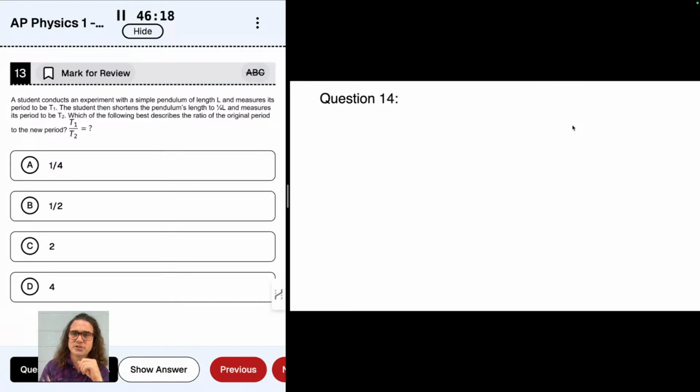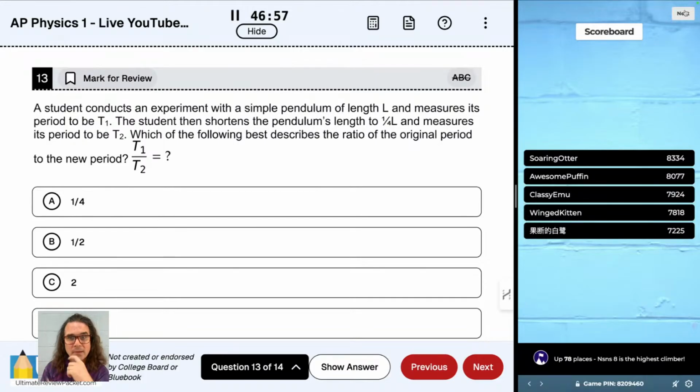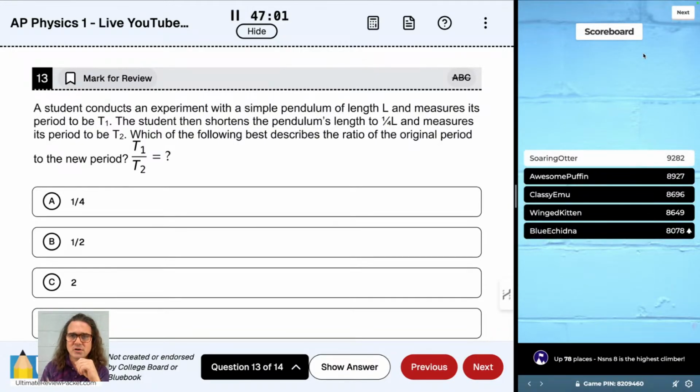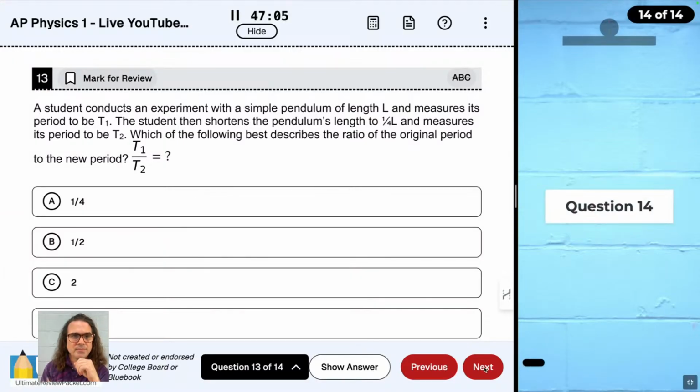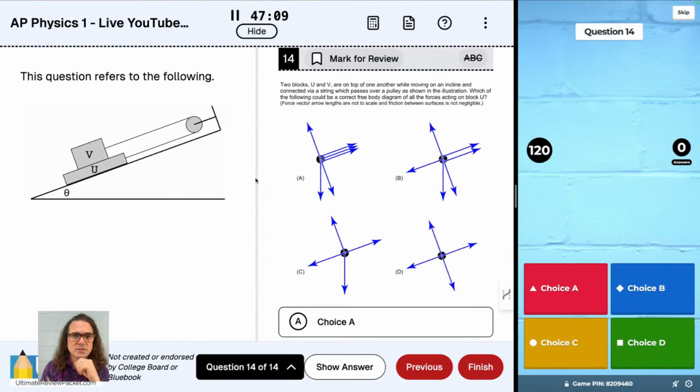All right, question 14, our last question. Let's see how we're doing here. All right, Soaring Otter, awesome puffin. Next, last question. Let's do this a little bit.